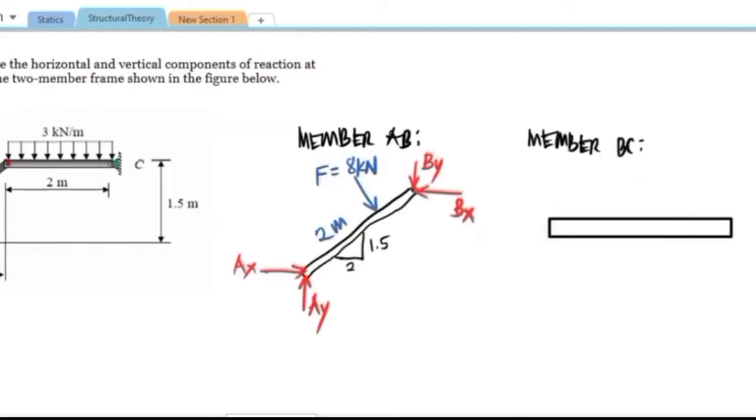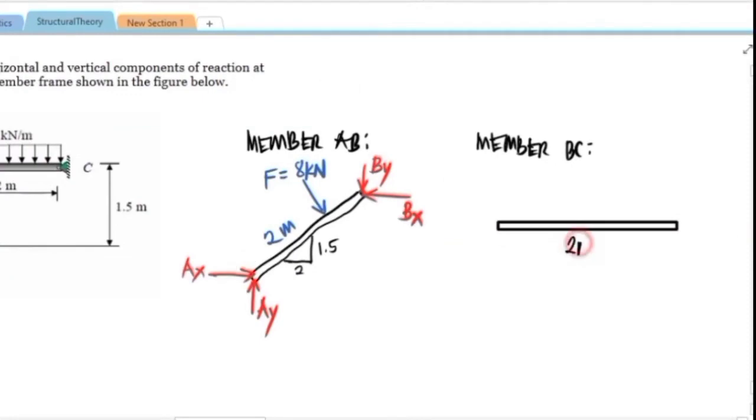And for the member BC, nakita natin dito that BC is 2 meters in length. And we have a uniformly distributed load with a magnitude of 3 kilonewton per meter. So for the reactions, kung makikita natin sa free body diagram natin for the member AB, we assume that BY is directed downward, so dito kukontrahin natin siya. At point B, i-assume natin siya dito that the BY is directed upward. BX is directed to the right.